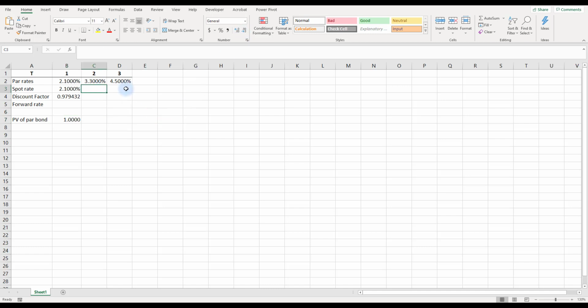Right, but the next part, once you move to the 2-year par rate, the story is different. Now the coupon rate is 3.3% and the yield to maturity is 3.3%. We know the spot rate in the first year is 2.1%. So what should the 2-year spot rate be so that the PV of the cash flows is equal to the par value, which I'm assuming is 1 here?